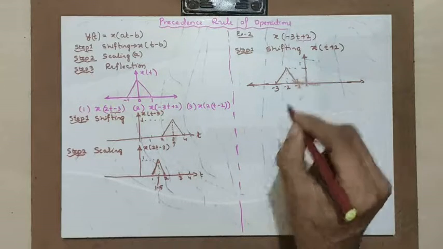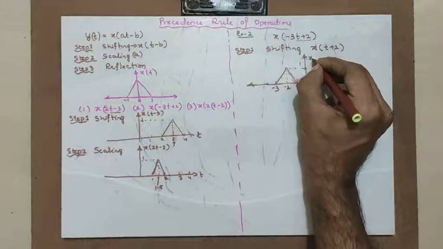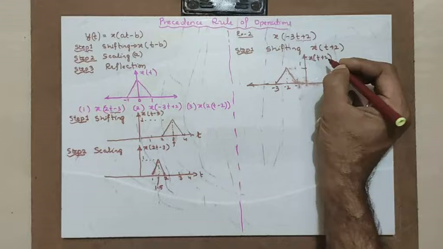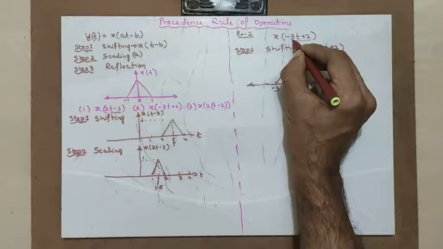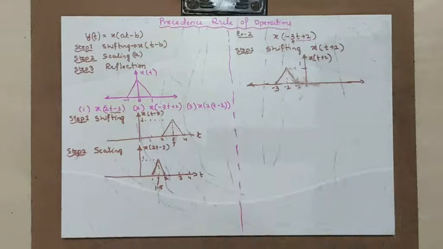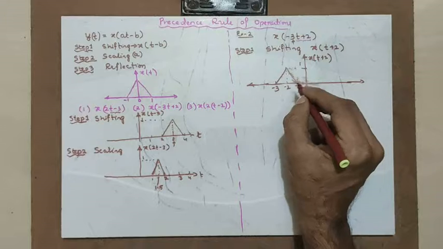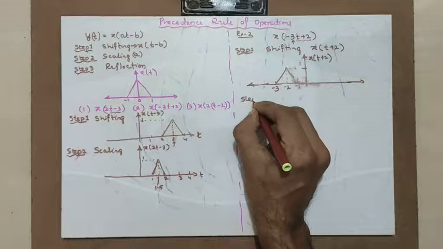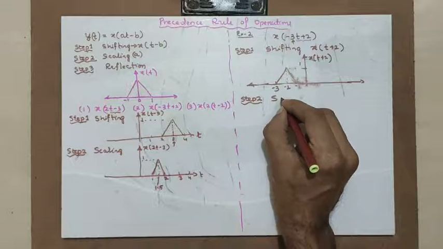Okay, this is 1. Now I shifted this. This is nothing but x of t plus 2. What is the next step? The next step is to introduce this scaling factor by 3. The negative I will take as the last step. Step 2 is scaling.